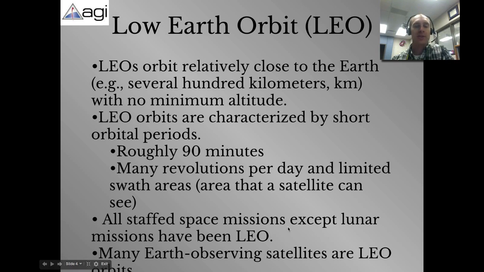All human space missions except lunar missions have been to LEO. We do not go outside LEO ever unless we've gone to the moon. The space station is in low Earth orbit, so we are incredibly close to Earth with respect to the solar system and the distance from here to the moon, even when we're at the space station. Many Earth observing satellites are in LEO orbits also because they're so close.